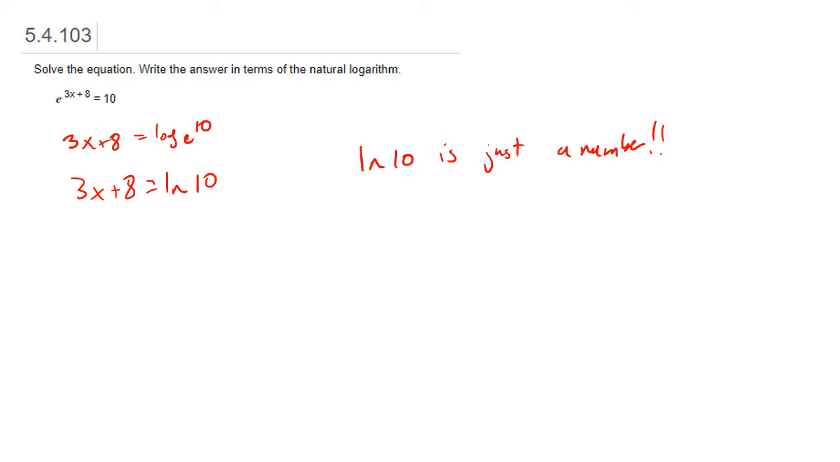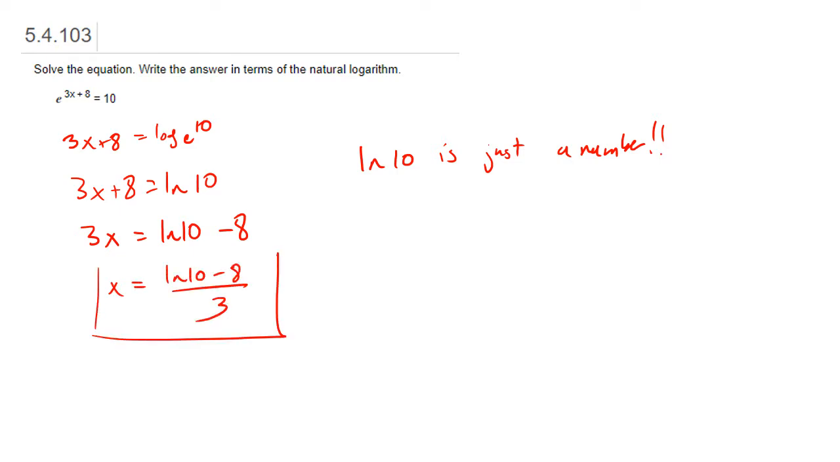So if I subtract 8 from both sides, we get 3x is equal to whatever this number was minus 8. And now I can divide by 3. So whatever the natural log of 10 is, I subtract 8 and then divide by 3, and that will be what x must be. Note that this problem said write the answer in terms of a natural logarithm. We did not want to do a decimal approximation here. This is the proper result.